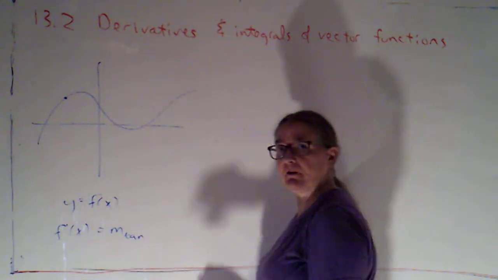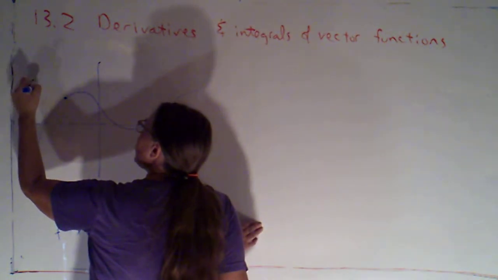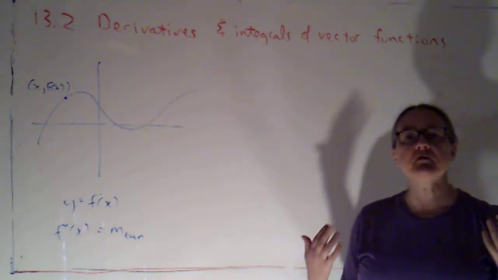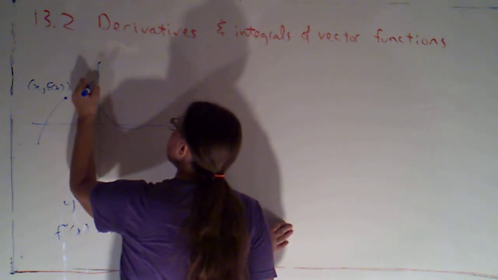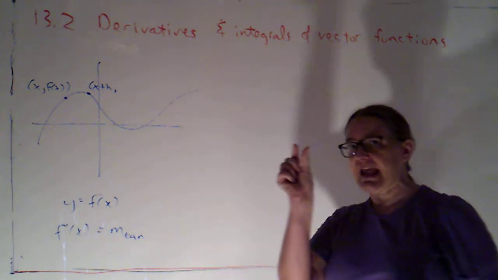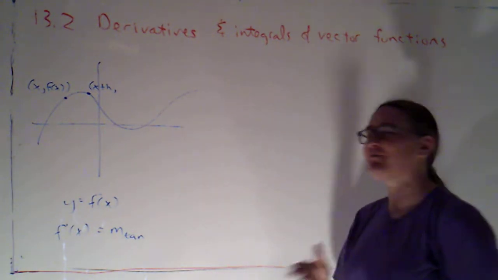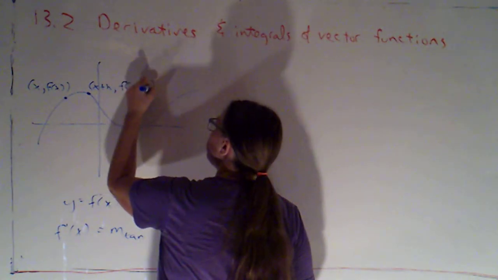If I had a point there and I wanted to calculate the slope of the tangent line, we'd say that point is x, f of x, and we would choose a nearby point. So I'm going to let the x value of that nearby point be x plus h, so that h just represents a small change in x. We're moving a little ways away from x. And the y value would be f of x plus h.